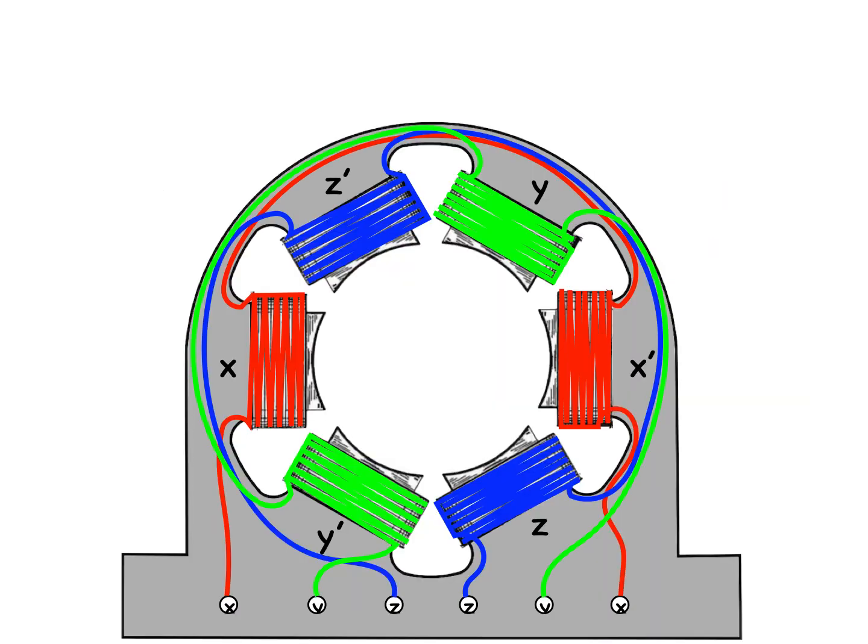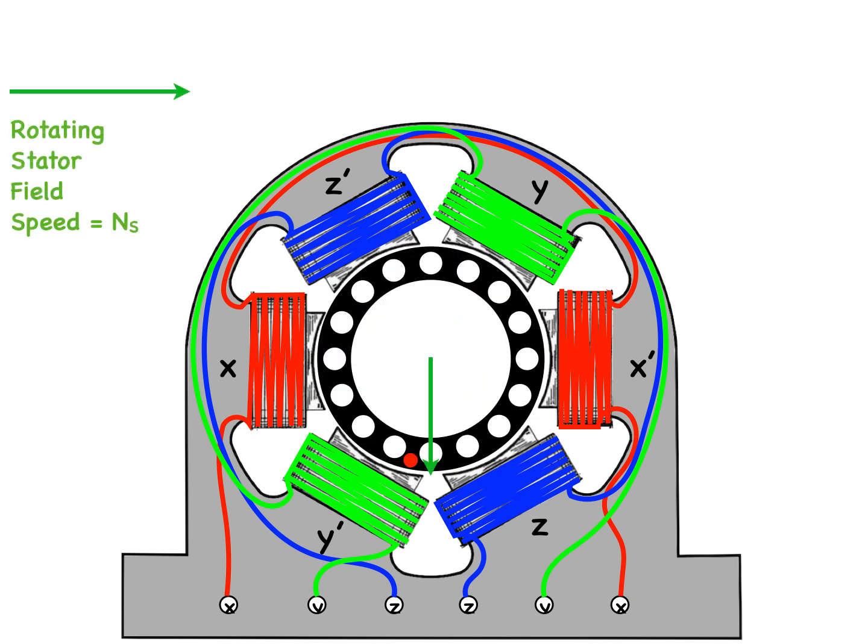Let's go back to the two-pole stator because it's simpler to look at. If a three-phase supply is connected to the stator, it produces a rotating magnetic field in the air gap, which I've represented with a green phasor arrow. Its rotational speed is usually designated as ns RPM, and it could be CPS or radians per second, but it's more than likely going to be measured in revolutions per minute.